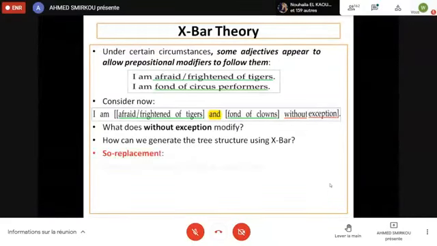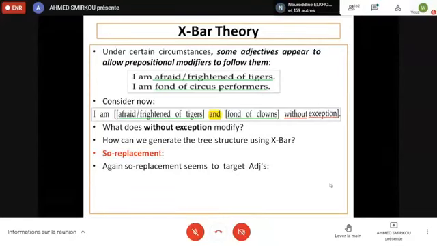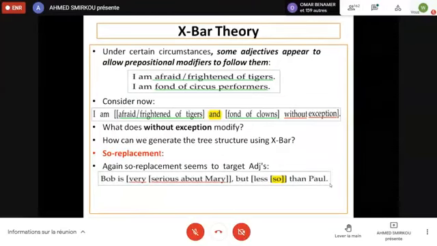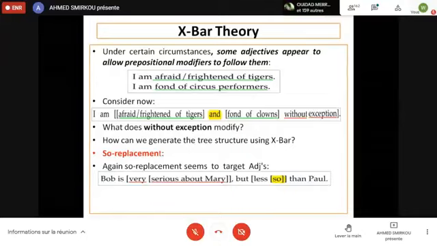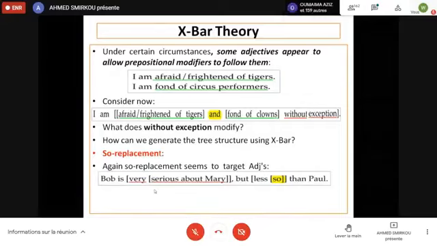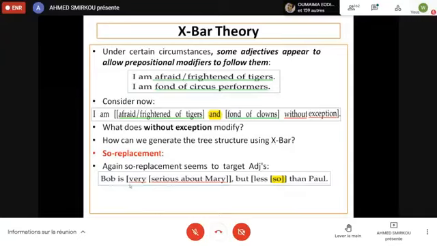Okay, so replacement. Now, we talked about one replacement test, the do so, does so, or did so replacement test. Now we move to the so replacement test. Again, so replacement seems to target adjective phrases. Here is an example: Bob is very serious about Mary, but less so. So what does so replace in less so? Serious about Mary, because less excludes very, which means that in the tree we must have a node that includes only serious about Mary.